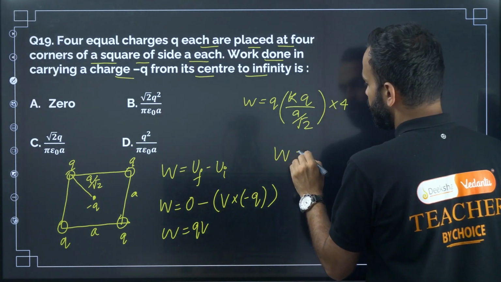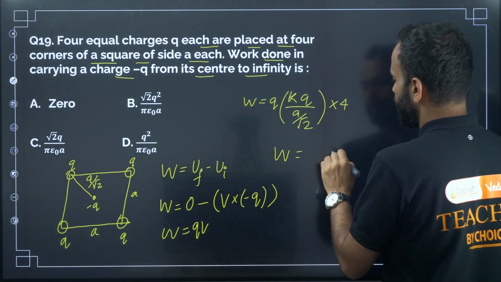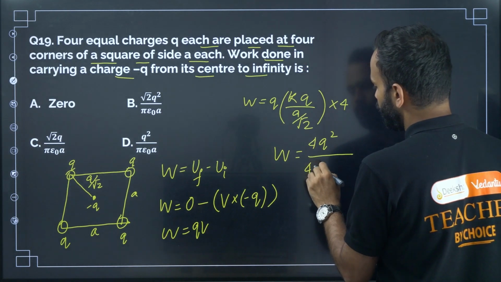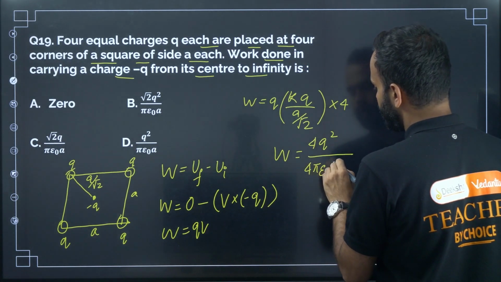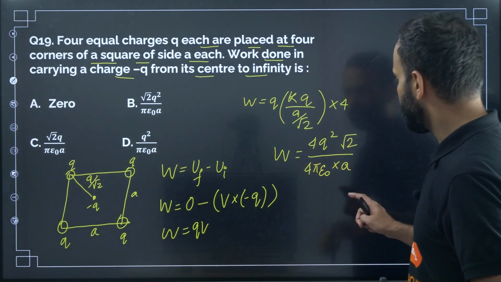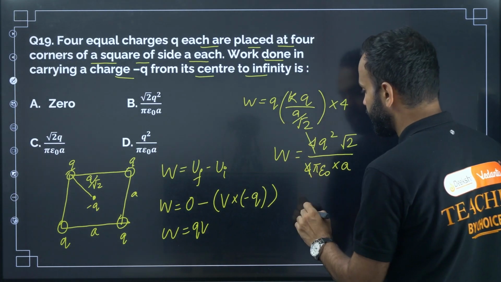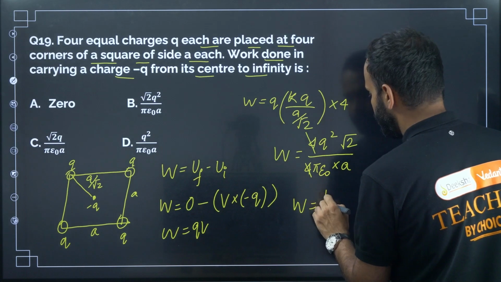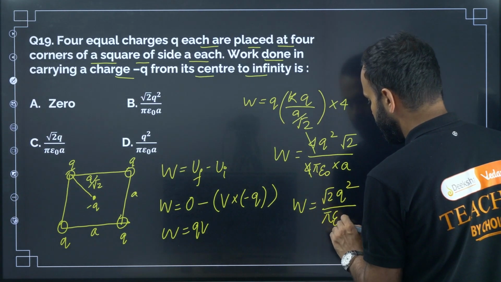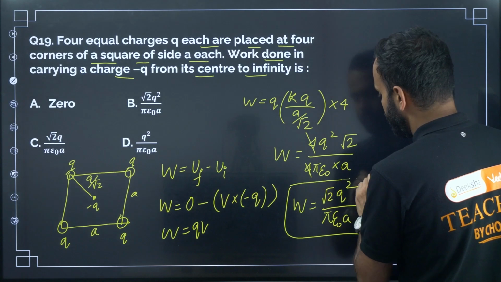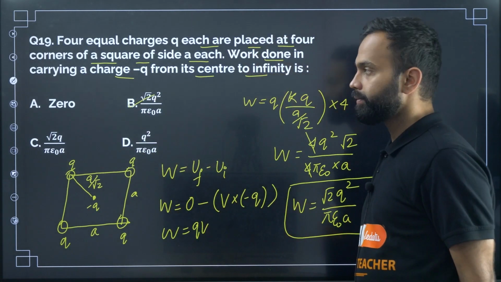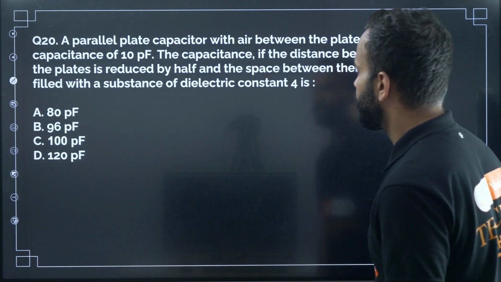So now W is equal to K is 1 by 4 pi epsilon naught. So Q square into 4 divided by 4 pi epsilon naught into A. Here in numerator root 2 is there, right? 4 will get cancelled. W is equal to root 2 Q square divided by pi epsilon naught A. The correct option is here B. Yeah. Next one, question number 20.